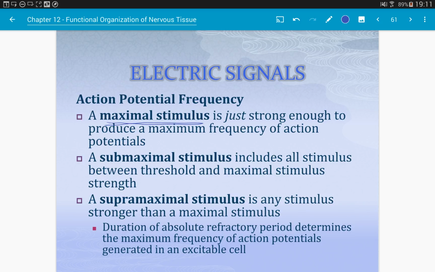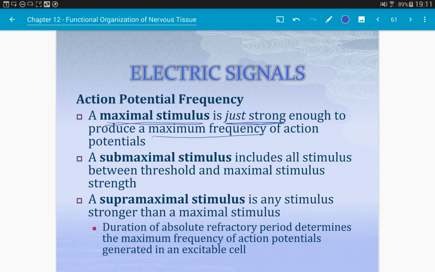So maximal stimulus is just strong enough to produce the maximum frequency of action potentials. A maximal stimulus is able to stimulate a lot of action potentials. Frequency is how many times an action potential can happen in a period of time. So a maximal stimulus is able to produce the maximum amount of action potentials in a certain period of time. You're generating a lot of action potentials.